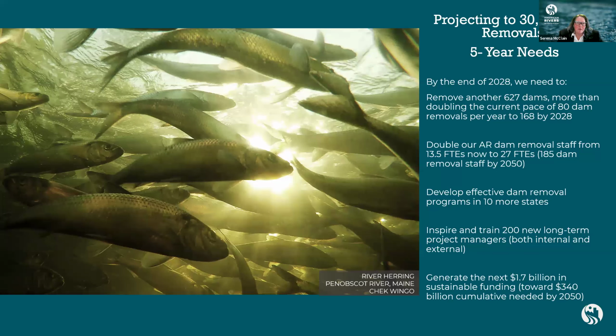One of the things we've done here at American Rivers is think about, if the next 10 years is critical, what do we need to get to? What do we need to do in the next 5 years in terms of targets? We need to remove another 627 dams, more than doubling the current pace of 80 dam removals per year to 168 by 2028. At American Rivers, we're committed to doubling our staff that work on dam removal, transitioning from what is now 13.5 full-time employees working on dam removal to hopefully 27 by the end of 2028.